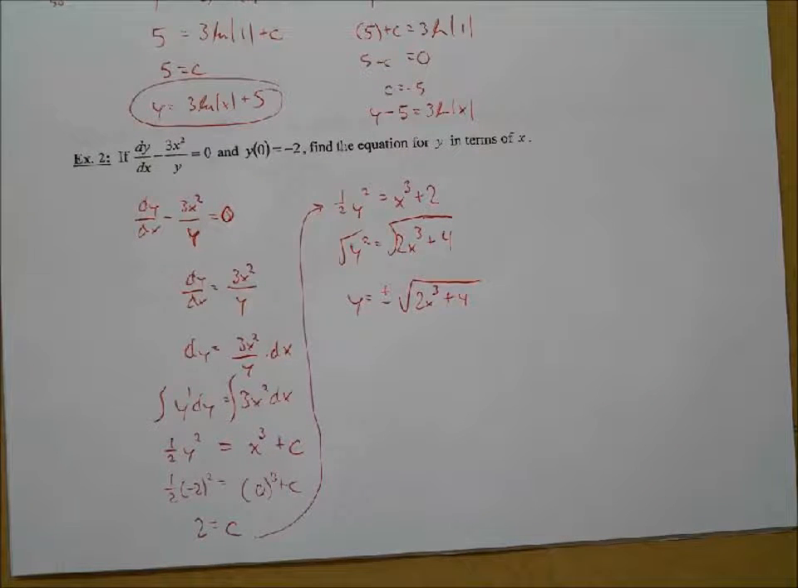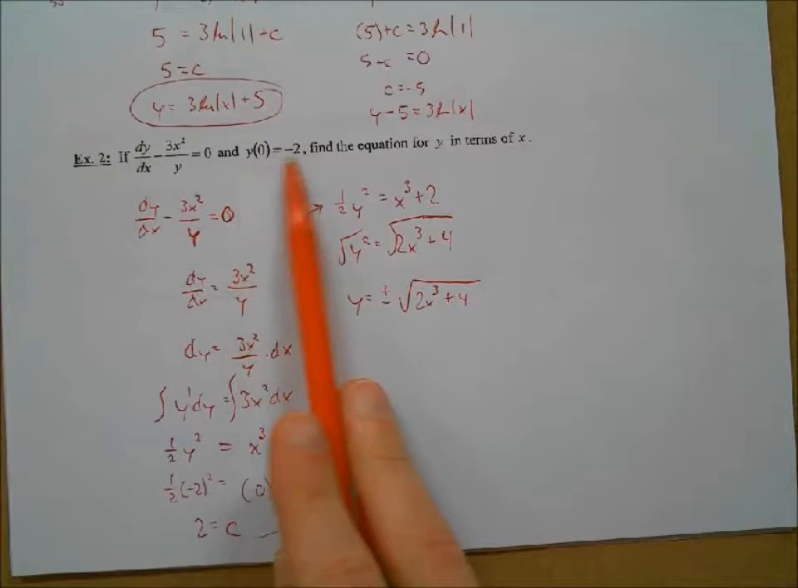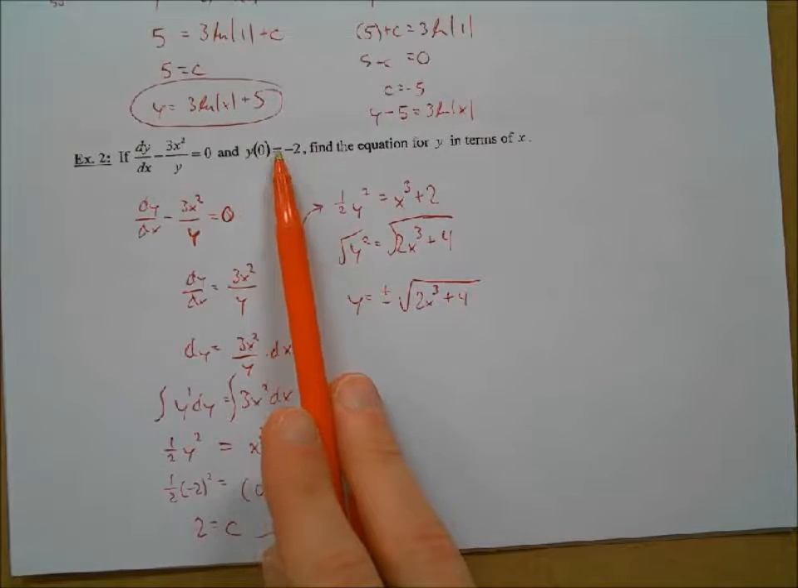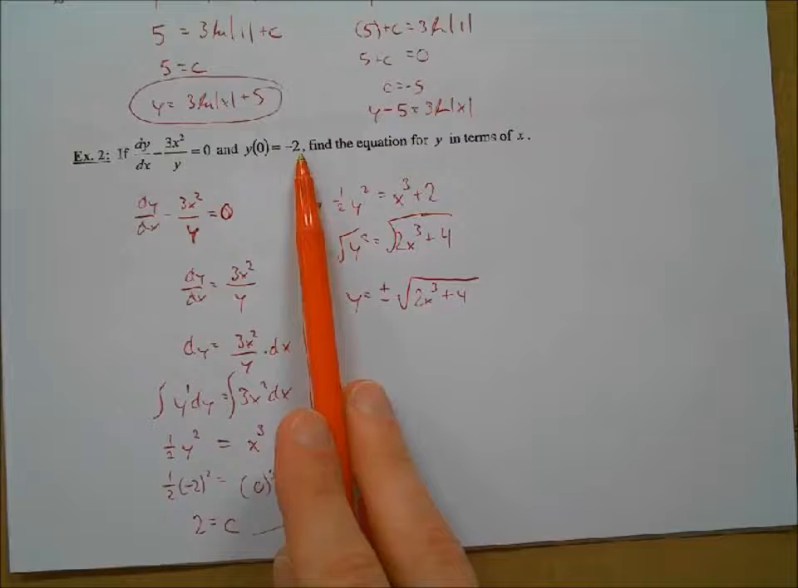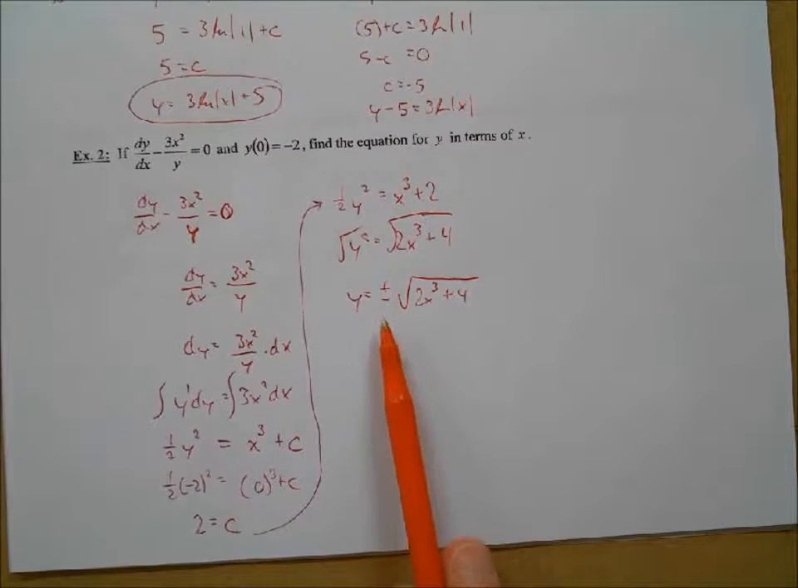However, in this case, our final solution will not be plus or minus. If we go back to this piece of information right here, we're told that y evaluated at 0 is going to result in a -2. If we have plus or minus in front here, that's not going to necessarily guarantee we end up with a -2. What do we want to have in front of the square root here?